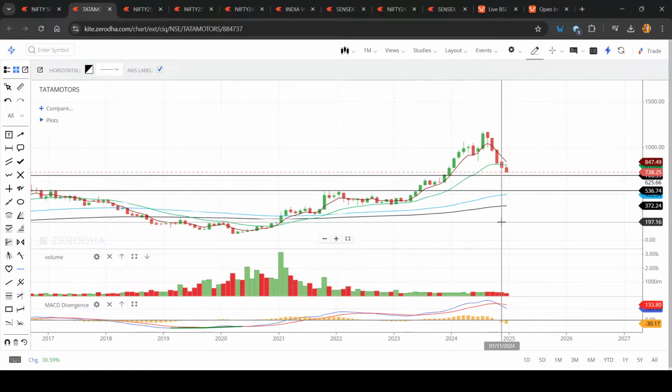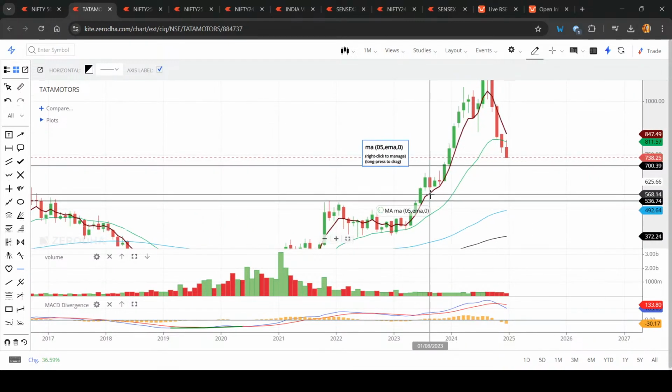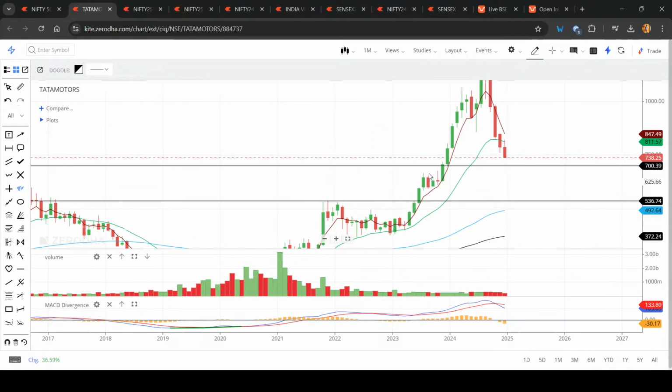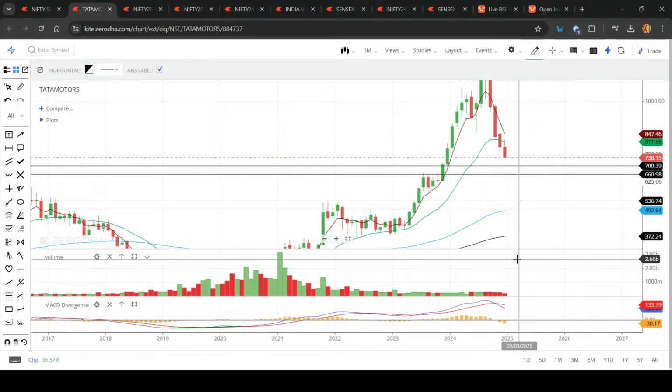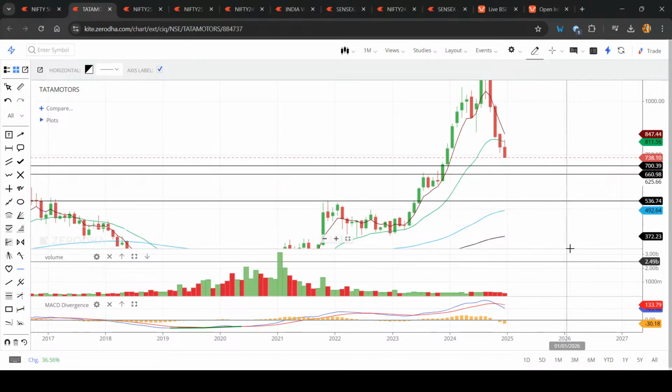So this is a good level, 536, and prior to that, suppose that we saw a good pause here, then we saw a good breakout. So this level is also very important, right? So if it doesn't take support at 700, I think 625, 660 will come, or a pause will definitely come at 600.